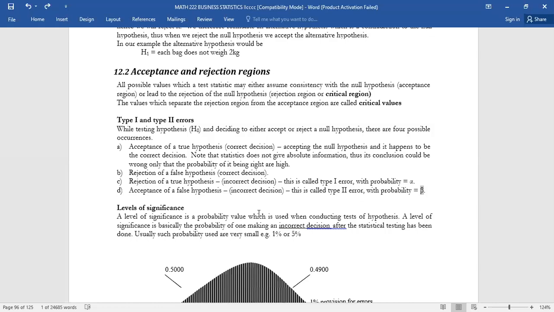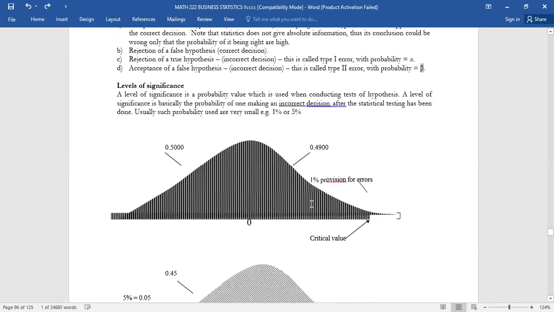So a level of significance is basically the probability of making an incorrect decision after the statistical testing has been done. Usually, such probability will be either 1 or 5%. So in our class today, we'll be using 1 or 5%. And by that we mean the probability of making the error is so small, we don't expect to make an error. You can imagine if the manager makes an error when doing hypothesis testing, it means that whatever activities will be reported will be erroneous through and through. It is like doing financial statements where the figures you are giving are not a true and fair view of the performance of the business, right?